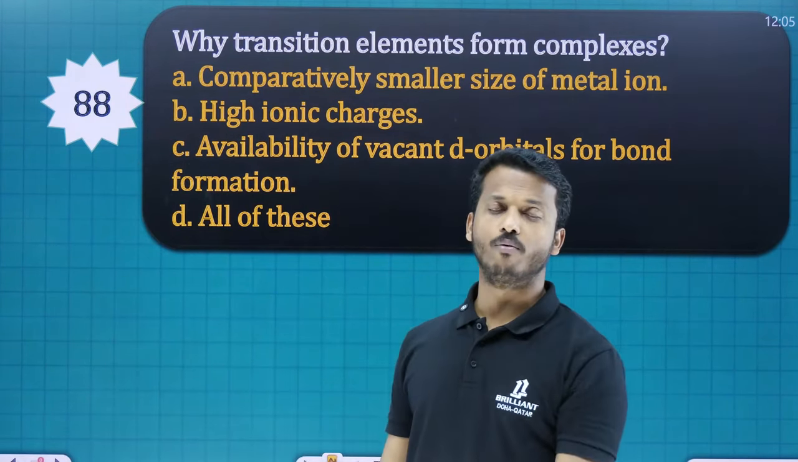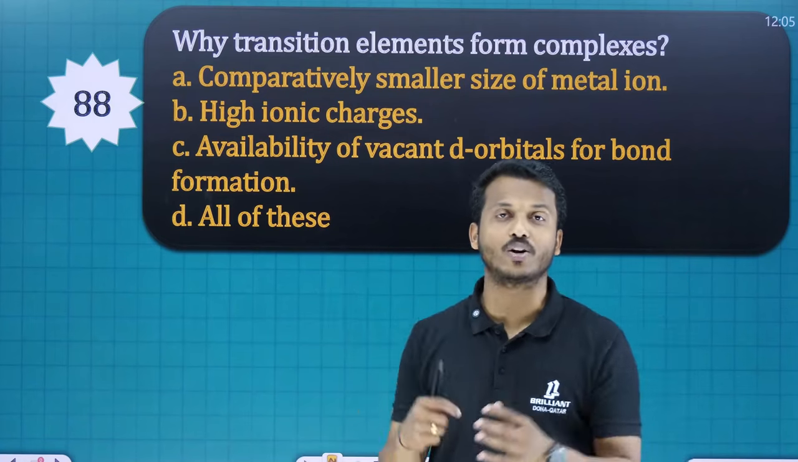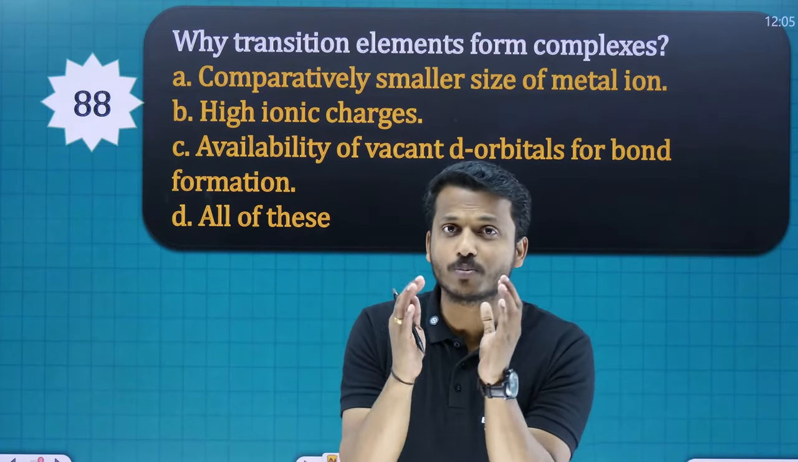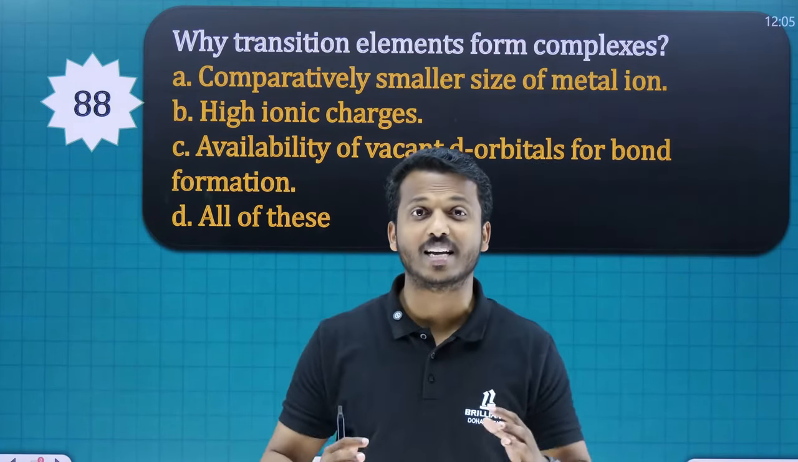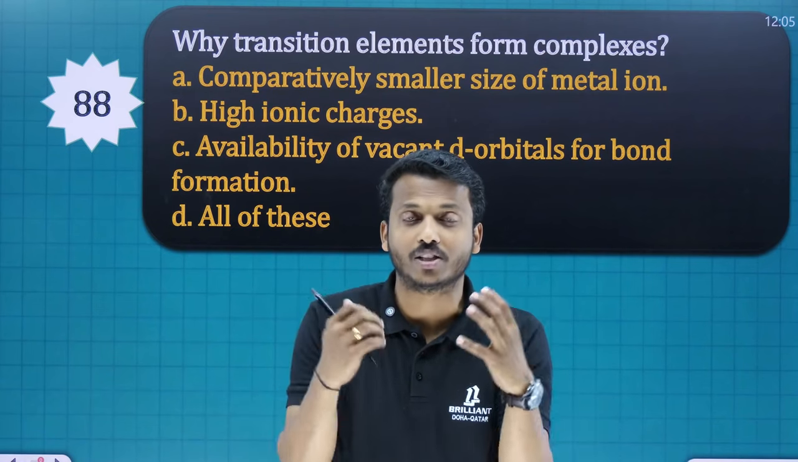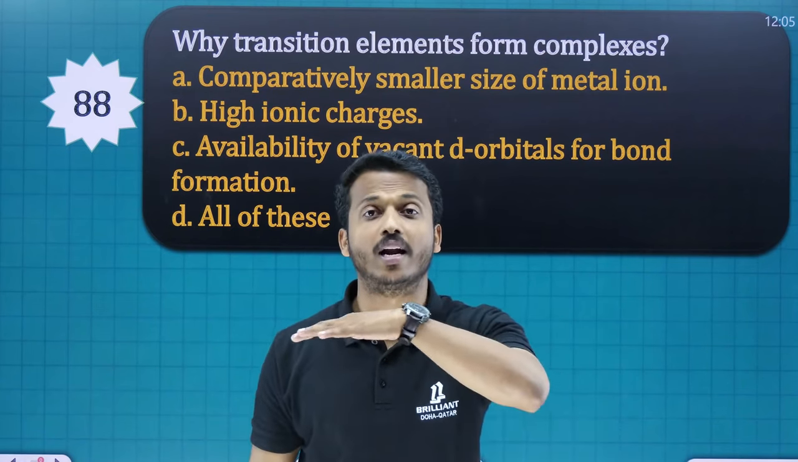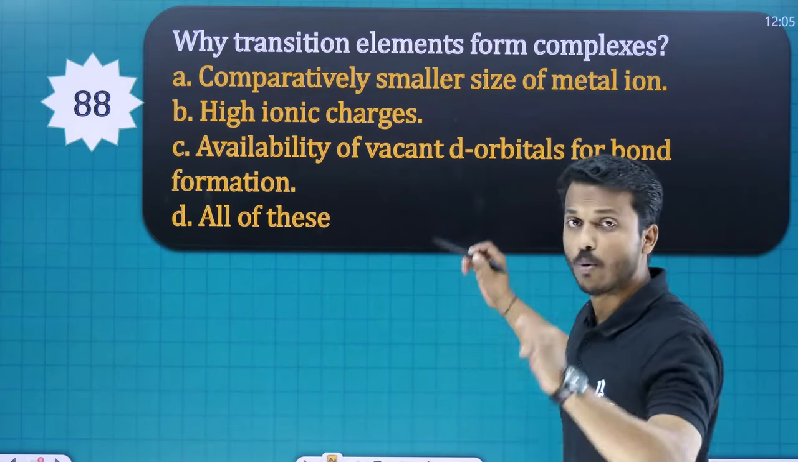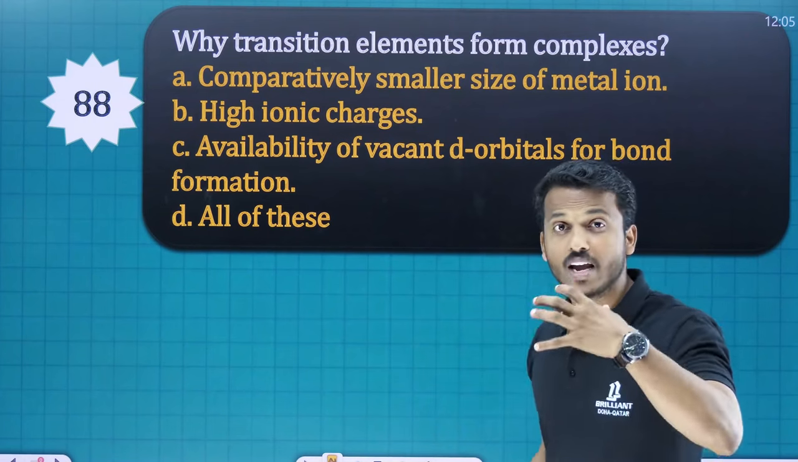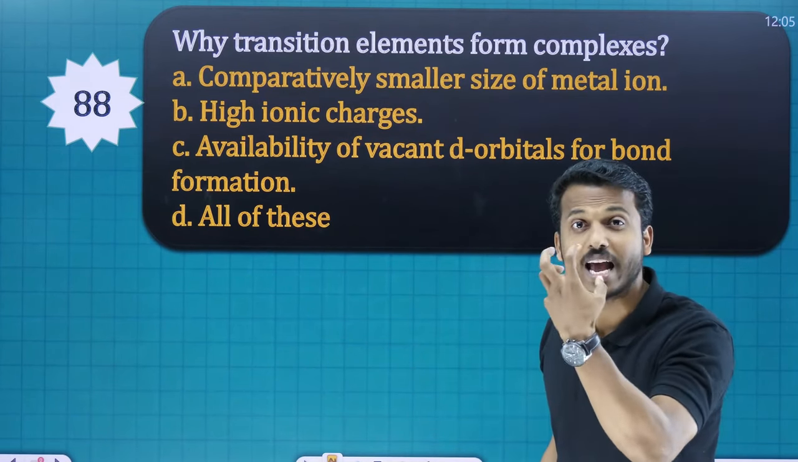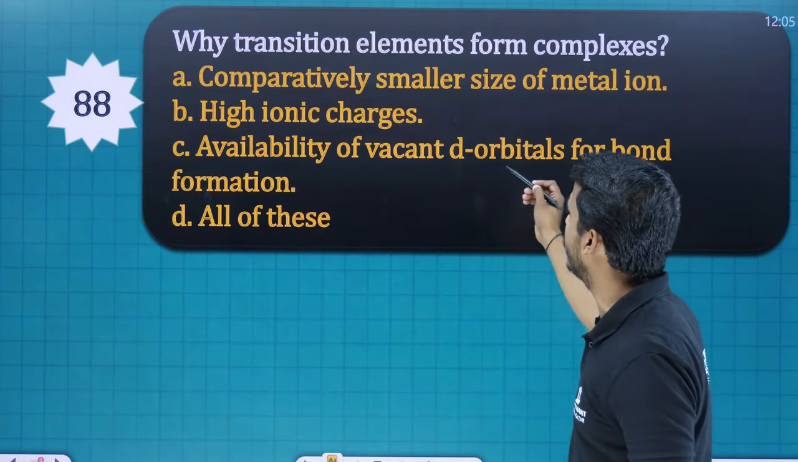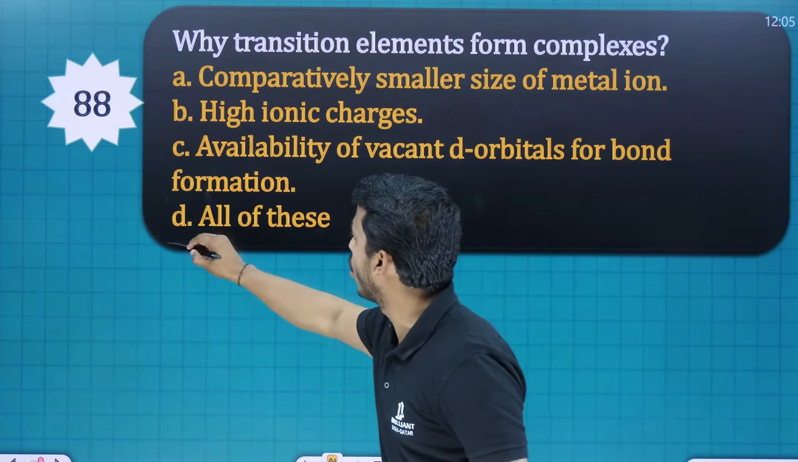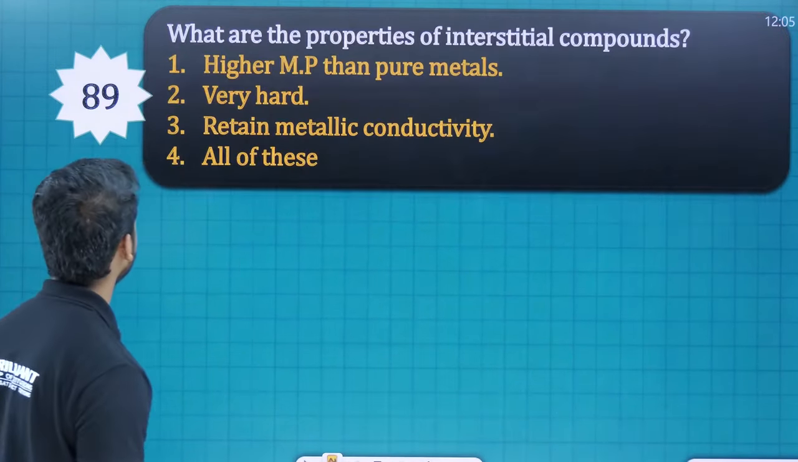Why do transition elements form complexes? There are mainly 3 reasons why transition elements form coordination complexes. Because the metals are smaller in size, because of the smaller size they have high charge density, and third, they have vacant d orbitals. So they are comparatively small in size, they have high ionic charge, and because of small size they have high ionic charge and availability of vacant d orbitals. All of these.